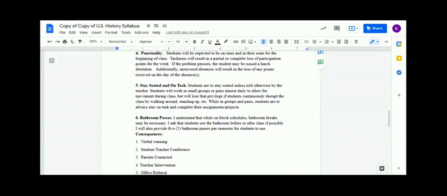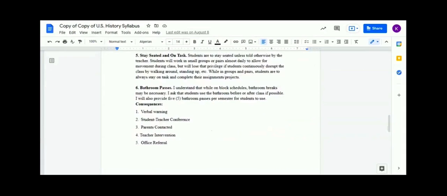Students are expected to be on time and in their seats for the beginning of class. Tardiness results in a partial or complete loss of participation points for the week. Students are to also stay seated and on task. Students are to stay seated unless told otherwise by the teacher. In this class, we do a lot of group work, socially distanced, of course, but I do allow the students to move around. Whenever they're sitting down for so long, I would definitely get antsy too and want to move around. So I definitely do allow students to move around. It is just in a very organized manner.